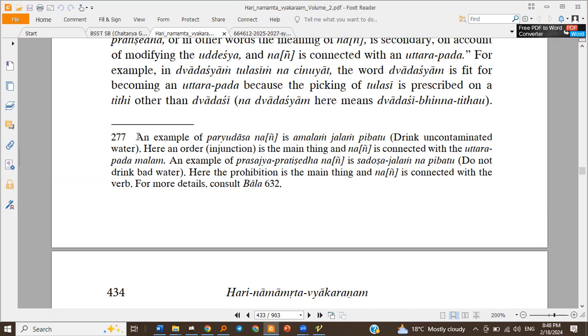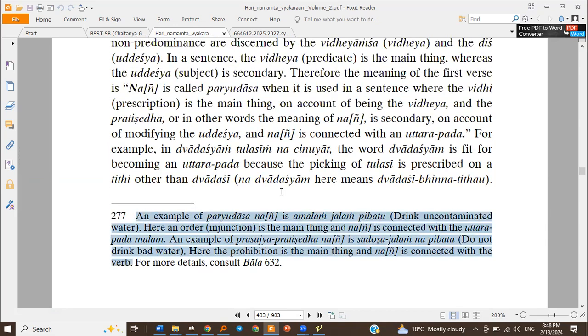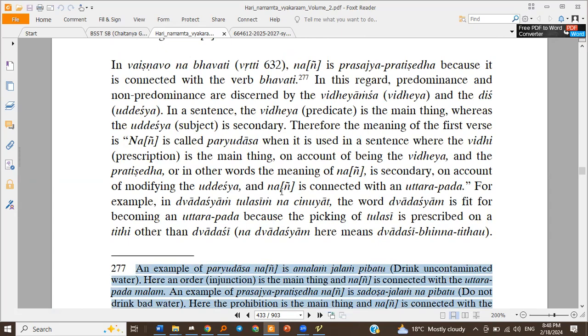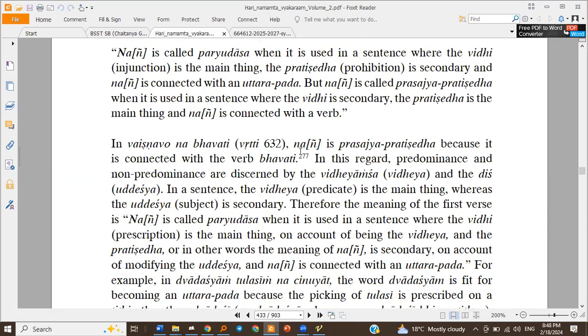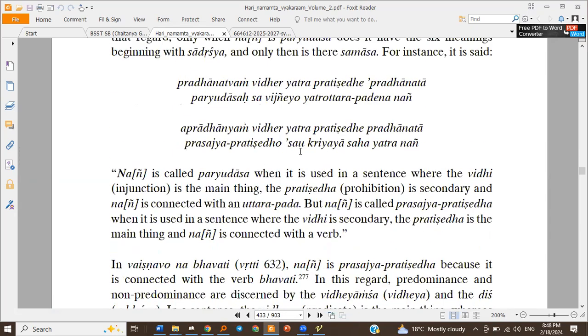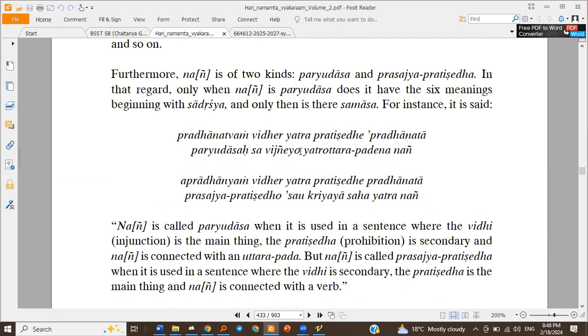Yeah, just mention this whole footnote in the group. So, or maybe just give a heading first. Two types of na: paryudasa and prasajya pratishedha, and then that paragraph.